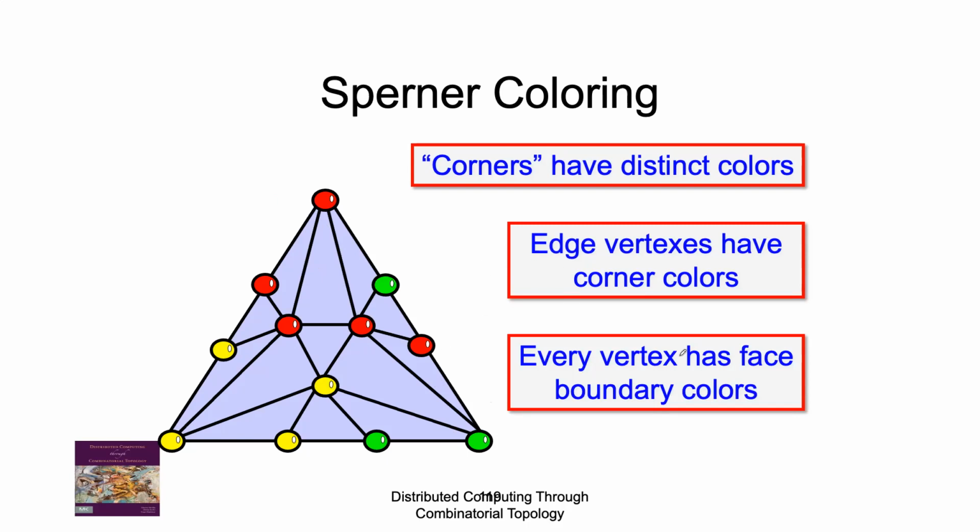It's basically like an inductive definition. You take the interior vertex, which belongs to a face, and you consider the colors of the vertices on the boundary of this face, and the interior should take any of these colors as its color. This is called Sperner coloring.